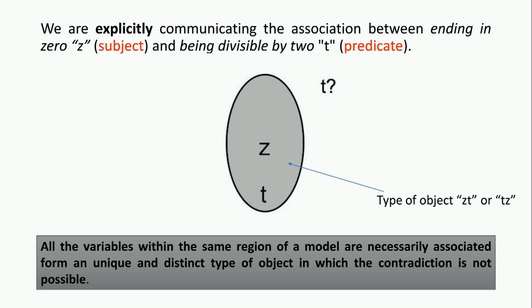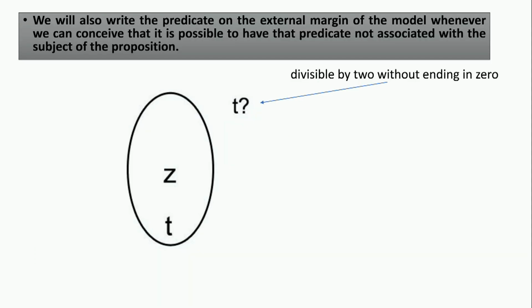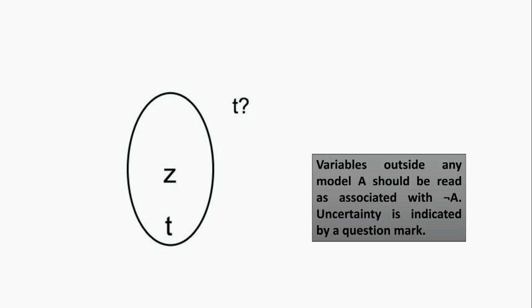All the variables within the same region of a model are necessarily associated and form a unique and distinct type of object in which the contradiction is not possible. We will also write the predicate on the external margin of the model whenever we can conceive that it is possible to have that predicate not associated with the subject of the proposition. Yet in our proposition, the possibility of being divisible by 2 without ending in 0 is left open, and that is why we write a t apart from the z model.